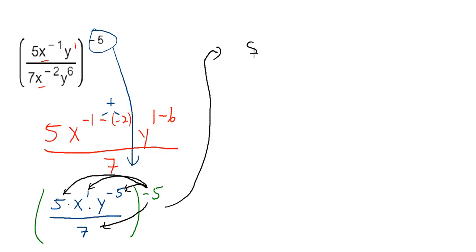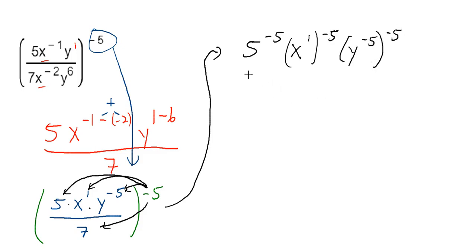So let's continue up here. We'll have 5 to the negative fifth power. We'll have x to the first power raised to the negative fifth power. We'll have y to the negative fifth power raised to the negative fifth power over 7 raised to the negative fifth power. We will simplify, so we will get 5 to the negative fifth power.